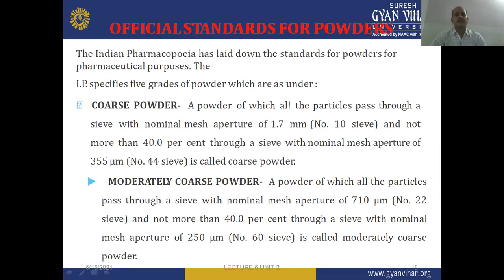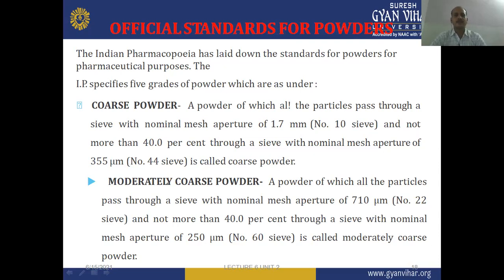Now, when we go through the other method, first we have to discuss the different standards for powders. The Indian Pharmacopoeia has laid down the standards for powder for pharmaceutical purposes. The IP specifies 5 grades of powder, which are as under. The first one is the coarse powder. You can find different terms written in different books.